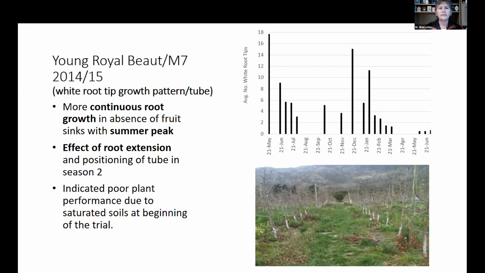What we could also quantify using this technology was that the poor plant performance was due to saturated soils, where we didn't see as much root development as we wanted to, and then we confirmed that when they also discovered that there was a problem with irrigation.